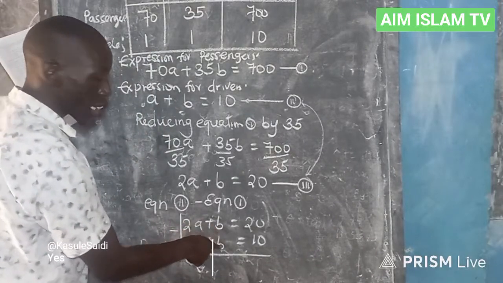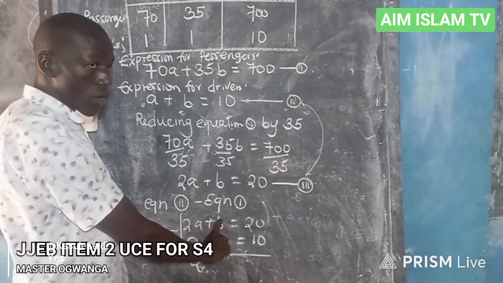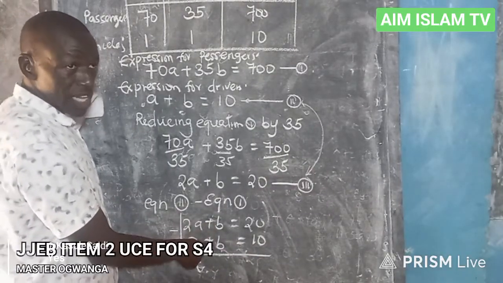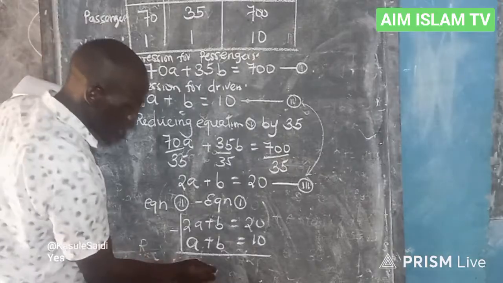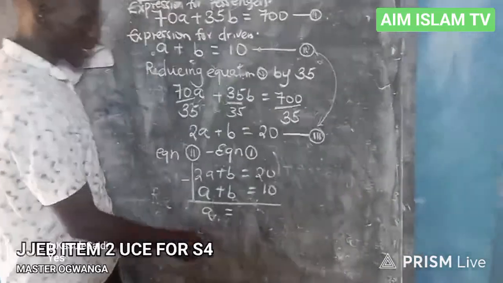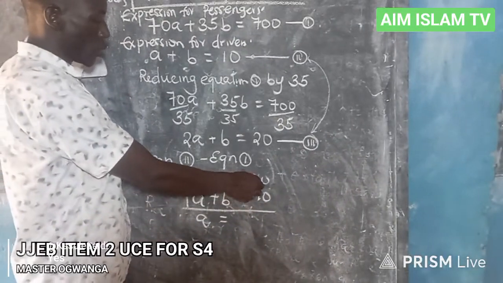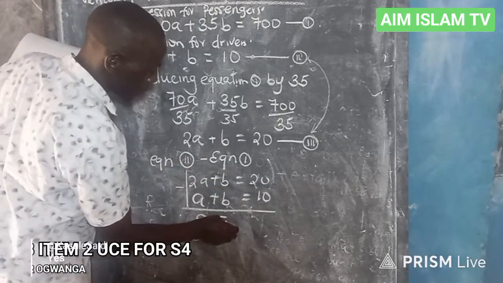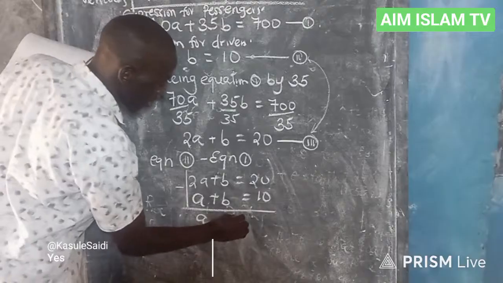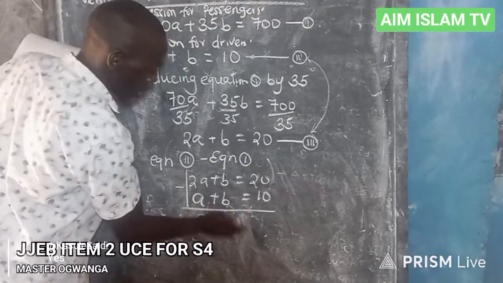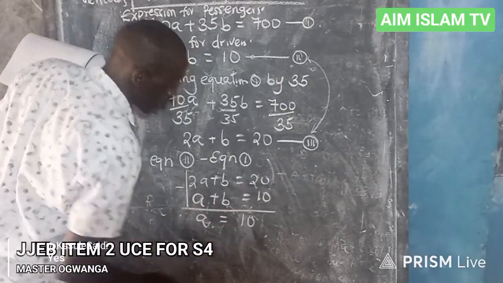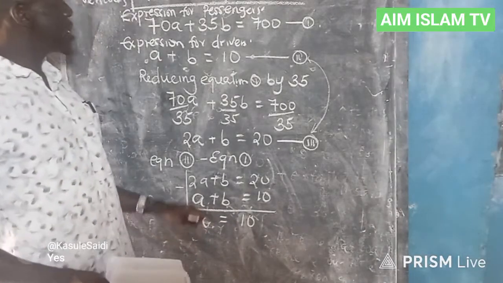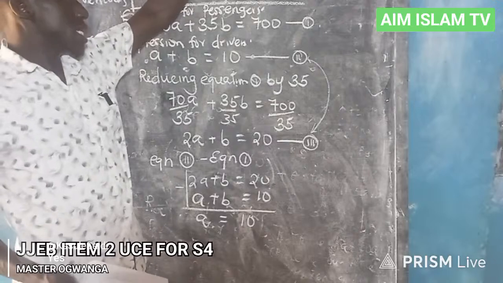B minus B will go because B has a coefficient of 1, and this one here also has a coefficient of 1. So that one will go, meaning here I have nothing. Then we come to 20 minus 10, which is the same as 10 here. So we have got the value of A.